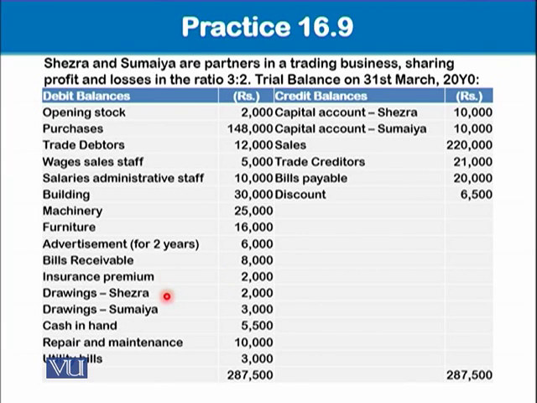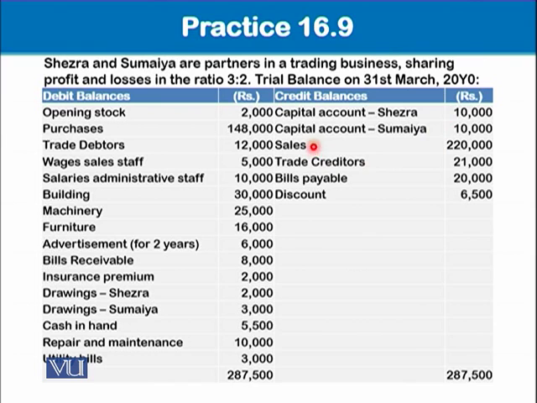Drawings by Shazra. Yes, owner's equity, contra item. And drawings by Sumayya. Yes, owner's equity, contra item. Okay. And cash in hand is asset. Repair and maintenance is expense. Utility bills are expense. So you have marked A and E and here O. Okay, well, come on. This is capital account of Shazra and capital account of Sumayya. So both are O. Okay, owner's equity.